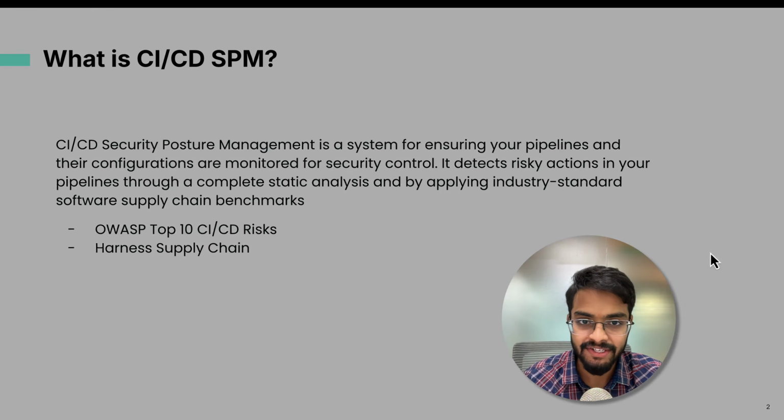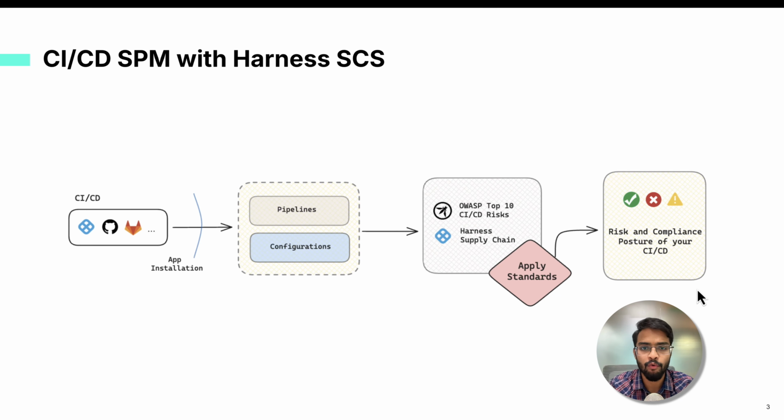To give you a detailed picture, this is how the overall flow looks. Let's go one by one. It all starts by getting your CI/CD pipelines onboarded through an app installation. As of now, we support CI/CD SPM for Harness pipelines and GitHub workflows. This app installation sets the initial bridge between SCS and your CI/CD pipelines to fetch the necessary information. Right after the installation, the SCS module will fetch all the required details with respect to pipeline definitions, settings, configurations, etc. And then it applies the supply chain benchmarks.